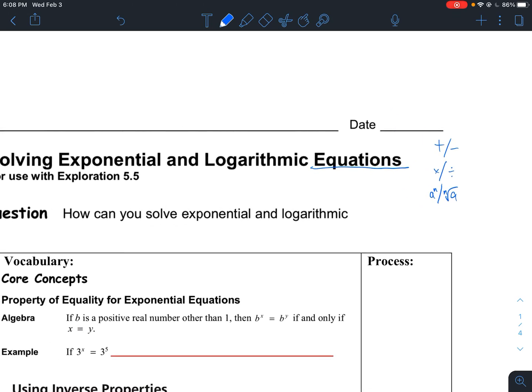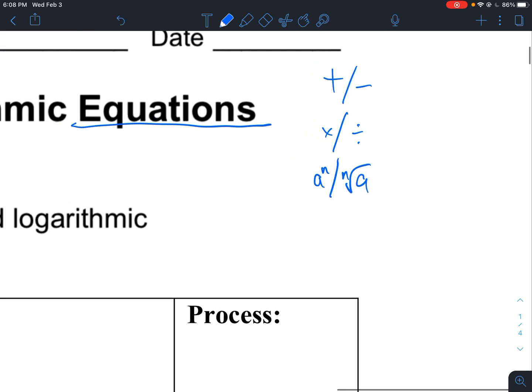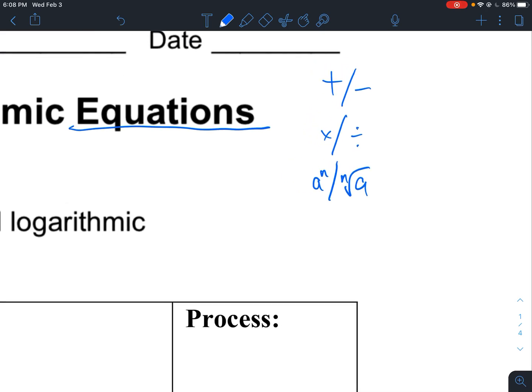Well, here we have exponentials, not to be confused with exponents. Exponentials, which is a to the x, where the variable is in the exponent location, as opposed to exponents and radicals where your x was the base. So this is kind of the reverse. But in any case, the inverse of exponentials, as we've been talking about this unit, is logarithms.